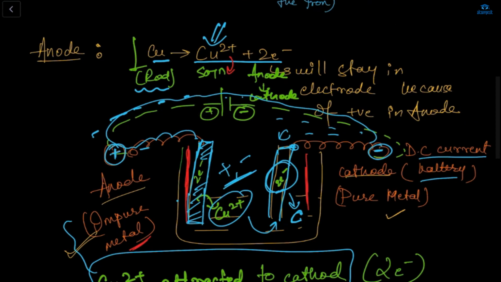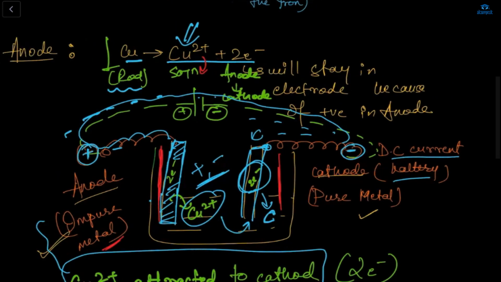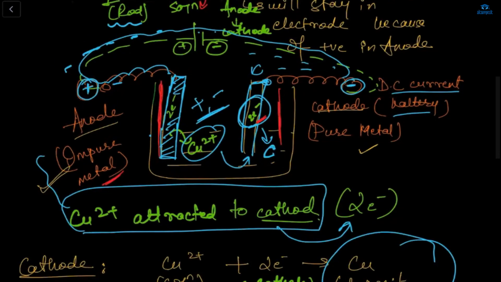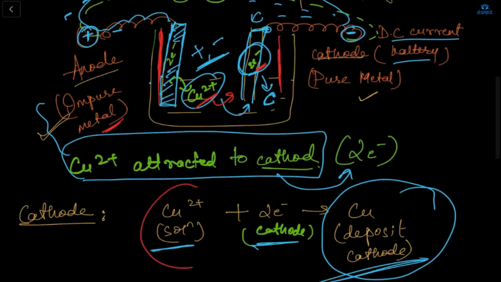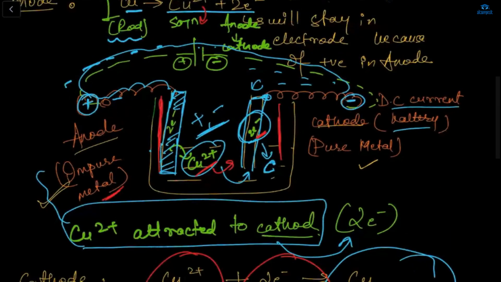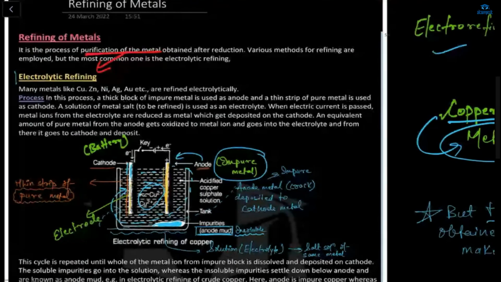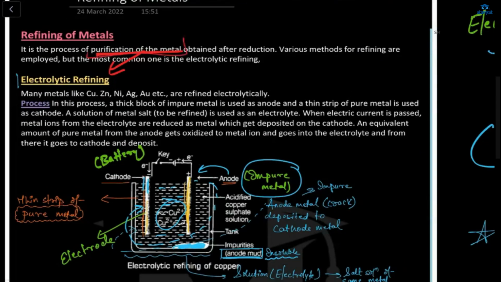If we apply a DC battery, direct current battery, the 2 electrons will transfer to the cathode side. Now the Cu2+ will get attracted towards the 2 electrons because of the positive and negative charges. Sorry, they attract each other. Now in the cathode reaction, the copper gets deposited on the cathode. It means everything breaks down and is finally deposited on the cathode side. So that's the whole process of purification of a metal.